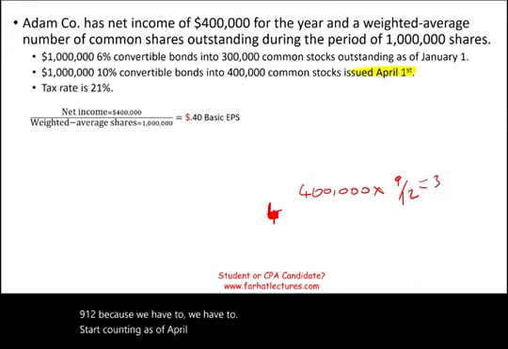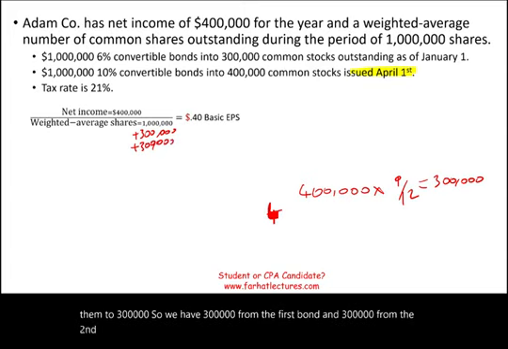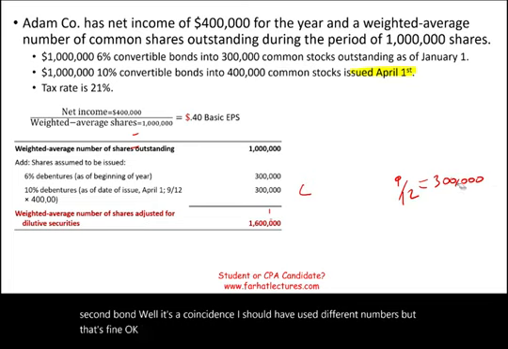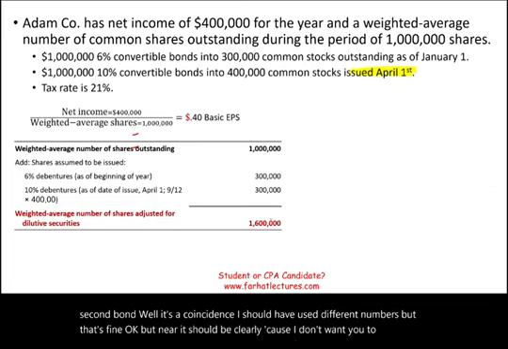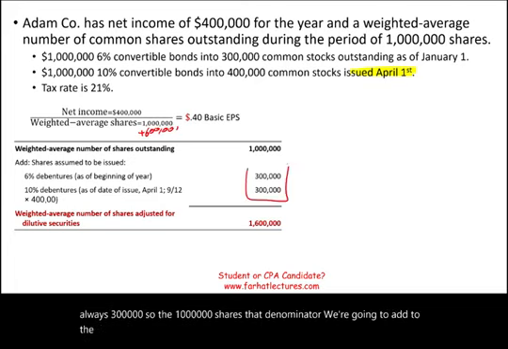So simply put, those are converted, if we prorate them, to 300,000. So we have 300,000 from the first bond and 300,000 from the second bond. Well, it's a coincidence. I should have used different numbers, but that's fine. I don't want you to think it's always 300,000. So to the 1 million shares in the denominator, we're going to add 600,000 new shares. So the new weighted average for the diluted is 1.6 million.